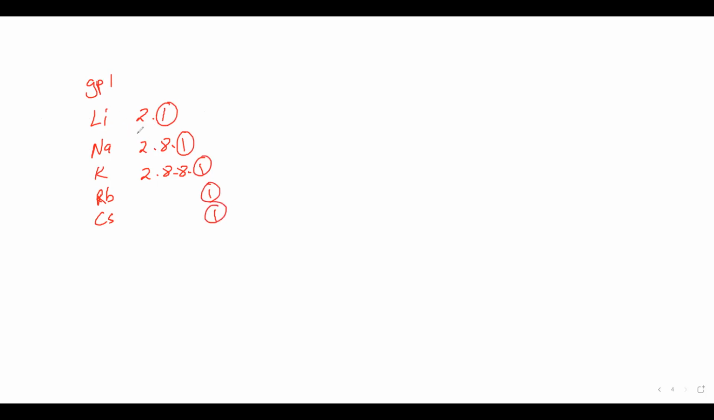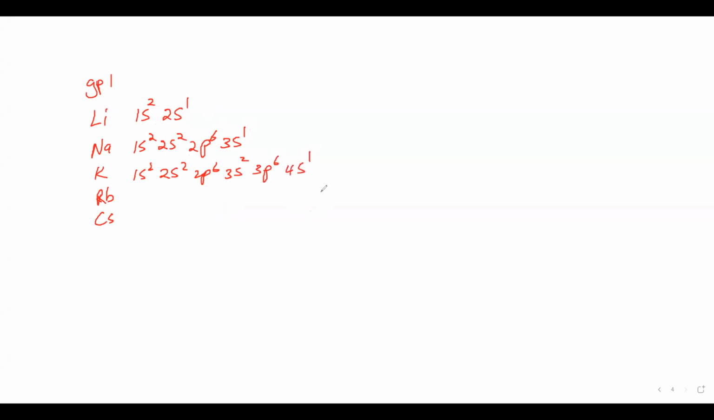But as you see here, if we write the electronic configuration of lithium in the spdf notation, lithium has the electronic configuration of 1s2, 2s1, but for sodium, it is 1s2, 2s2, 2p6, and then 3s1. For potassium, it is 1s2, 2s2, 2p6, 3s2, 3p6, 4s1. So rubidium will be 5s1. For cesium, it will be 6s1.